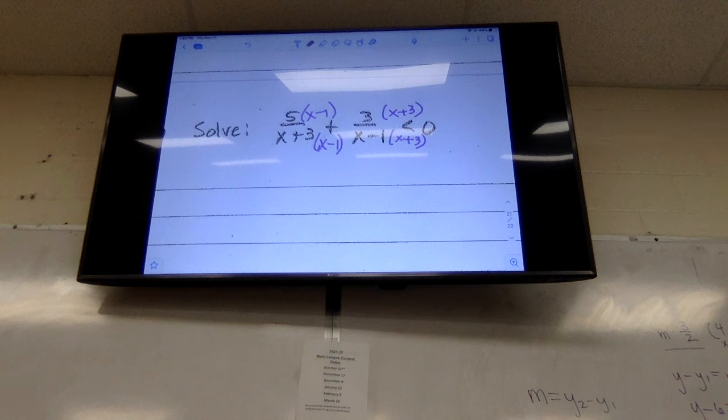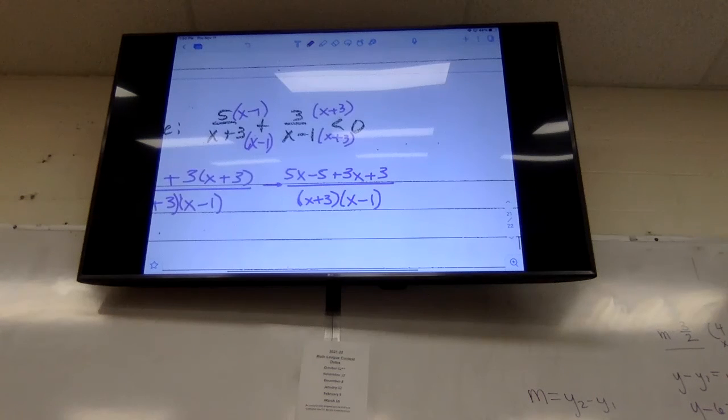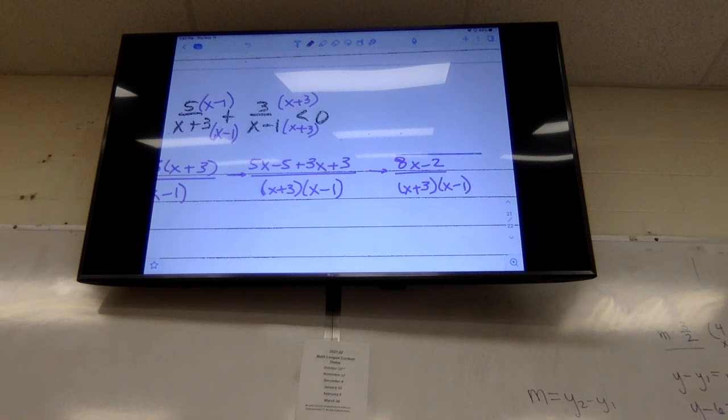Okay, so you can kind of do this all in one step. I can think of it as 5 times x minus 1 plus 3 times x plus 3, and all of it is over x plus 3 times x minus 1. I'm distributing on top, but not on the bottom because I'm going to end up factoring the bottom anyway, so let's just leave it in factored form as is. So the top becomes 5x minus 5 plus 3x plus 3, over x plus 3 times x minus 1. And then one more simplifying, I get 8x minus 2 over x plus 3 times x minus 1. I know you can take 2 out of everything on top, but does that cancel with anything on the bottom? No, so it's not worth doing.